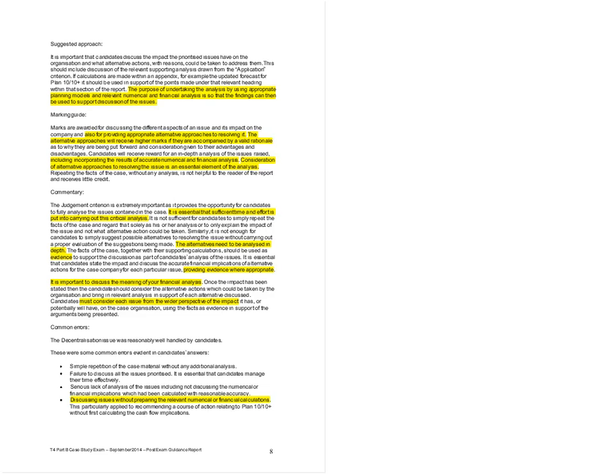Common errors, an important one: discussing issues without preparing the relevant numerical financial calculations. So if you want to talk about improving cash flow, don't talk about improving cash flow without doing a cash flow analysis of some sort. It's not going to work.